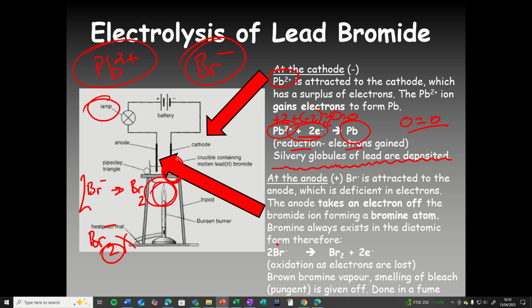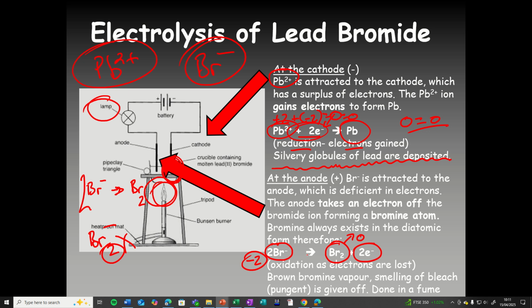If we look at the equation, we have 2Br- on the left and we have Br2 on the right. So on the left, my charge is 2 negative, so it's -2, of course. And on the right, it's bromine. Remember, all elements are 0. I need to bring the right hand side down to -2, so I'm going to add 2 electrons to that.